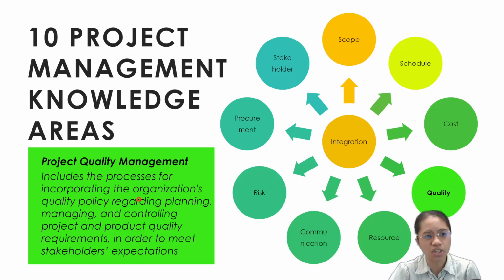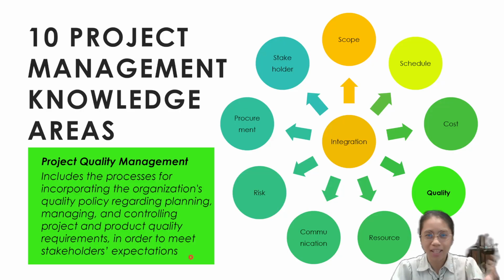This includes the processes for incorporating the organization's quality policy regarding planning, managing, and controlling the project and product quality requirements in order to meet the stakeholders' expectations. So, even if you have a good schedule, you have a good budget for the project, you know what scope to build in a project, if the quality is not met, it is also nonsense. So with that, as a construction management specialist, you should provide good quality to the client. What is quality, ma'am? Quality is meeting the stakeholders' expectation.